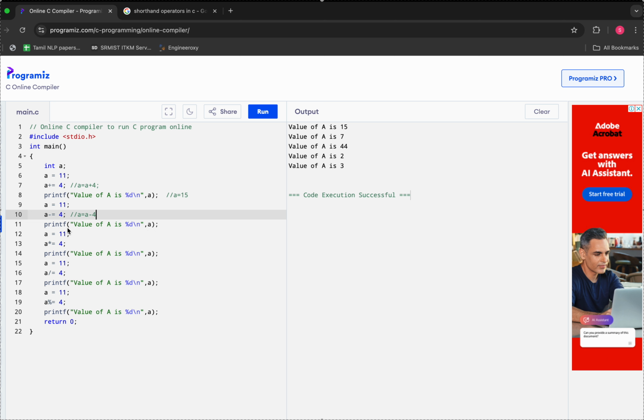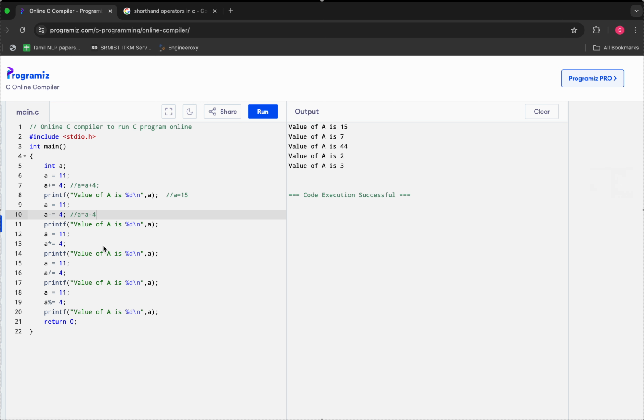Again I am reassigning the a value. You can reassign any time. So the same way it will follow. So you look at the output. This line 15. Yes, this line 7. 11 multiplied with 4, 44. 11 divided by 4. 4 into 2, 8. The remainder is 3. Divide operator gives only the quotient. The quotient is 2. And modulo operator, the remainder is 3.